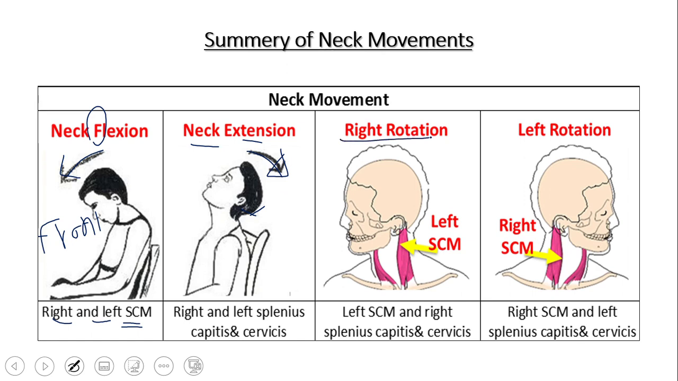Right rotation of the neck is done with the contralateral sternocleidomastoid, which is the left sternocleidomastoid, and the ipsilateral splenius, so the right splenius capitis and cervicis. Left rotation is done with the contralateral SCM, which is the right sternocleidomastoid, and the same side splenius, the left splenius capitis and cervicis.